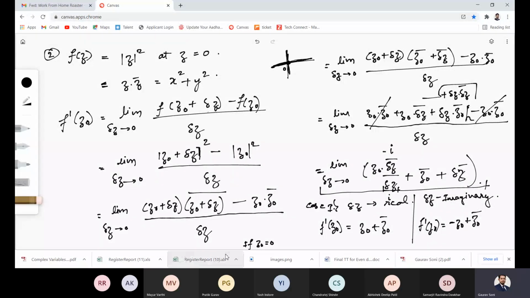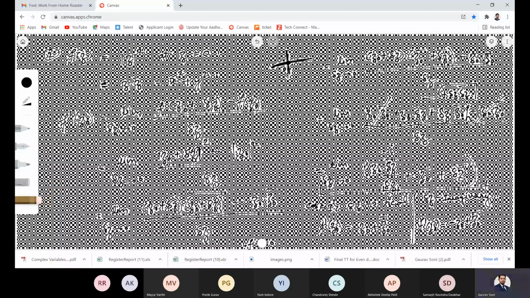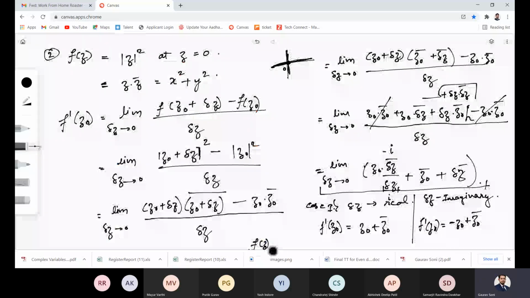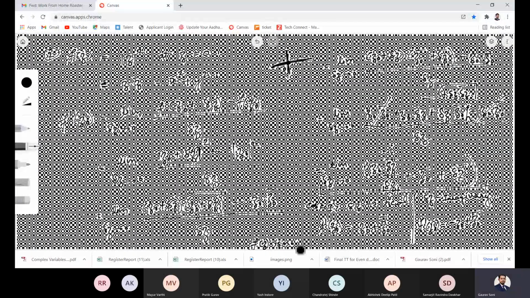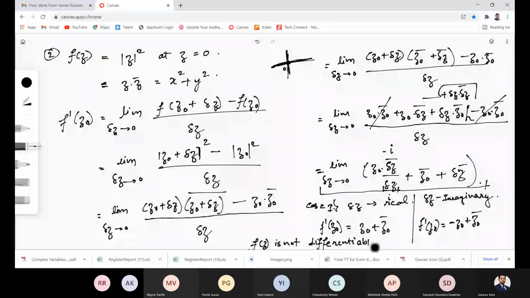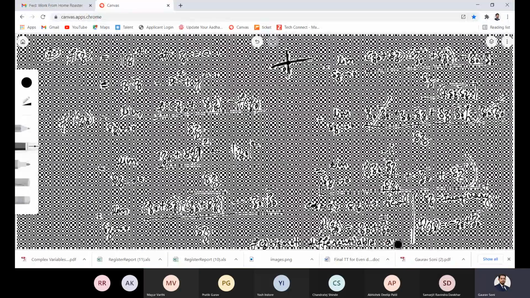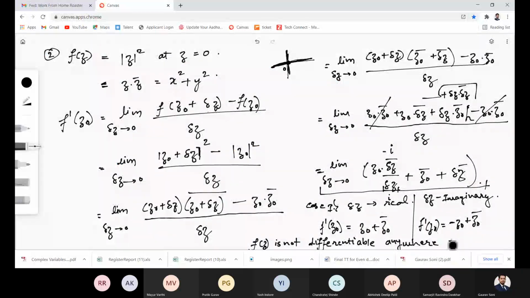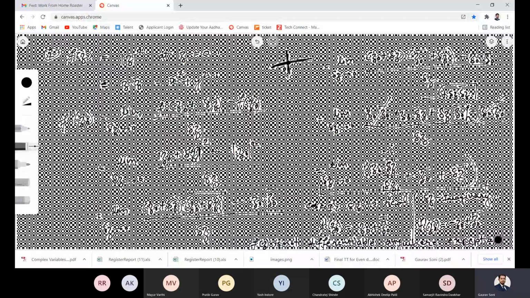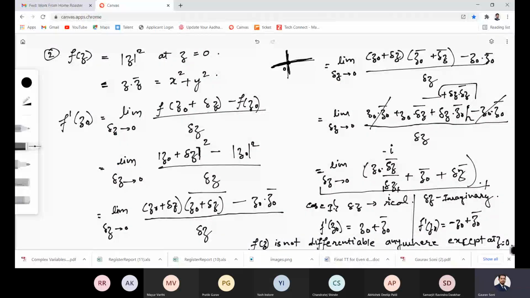So that's why what I conclude is f of z is not differentiable anywhere except at z equal to 0. Am I clear?